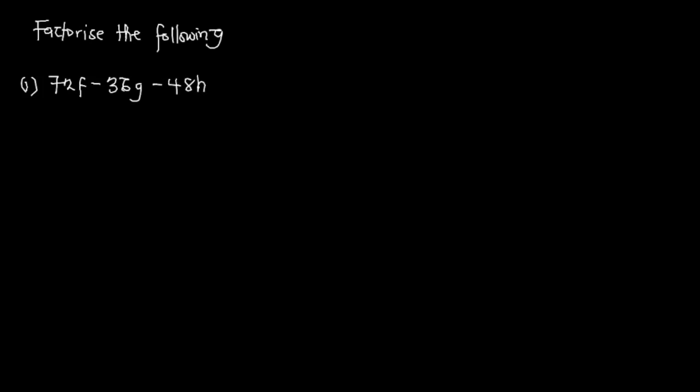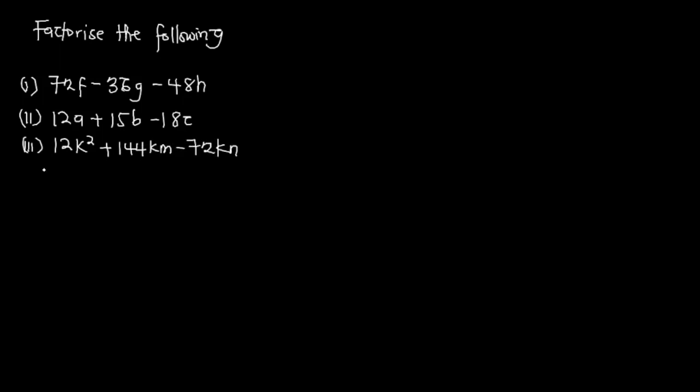Alright, so let's go ahead and factorize the following expressions. (i) 72f minus 36g minus 48h. (ii) 12a plus 15b minus 18c. (iii) 12k squared plus 144km minus 72kn. (iv) p squared minus pq plus pr.